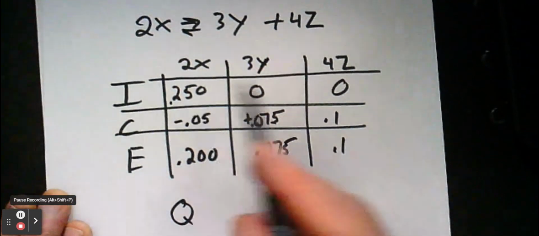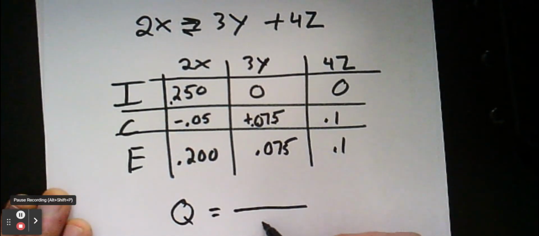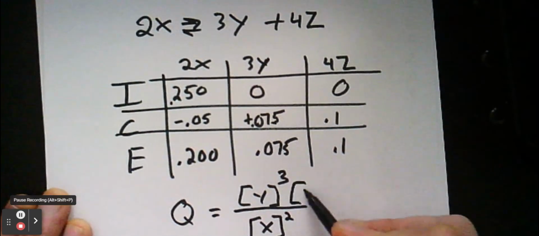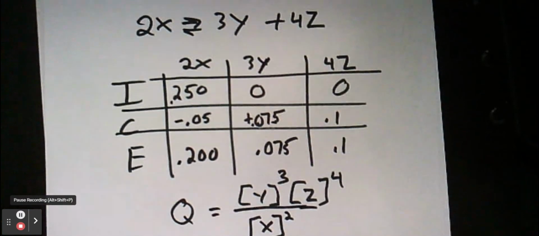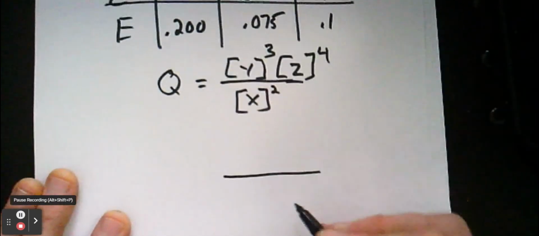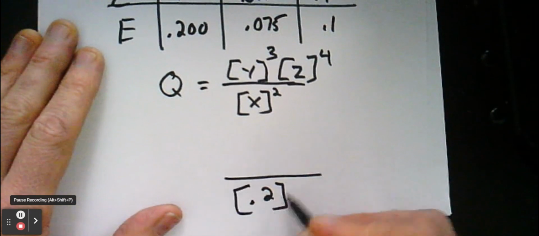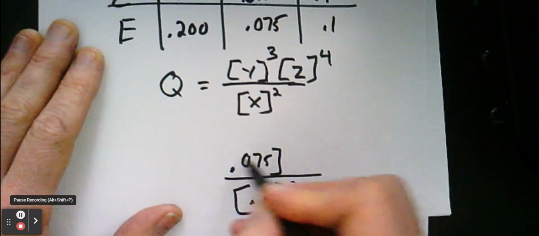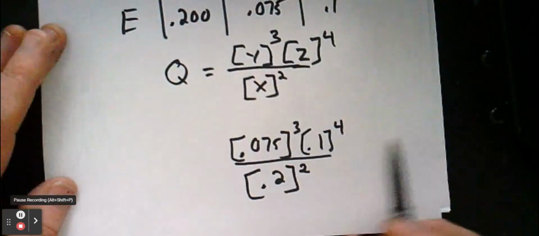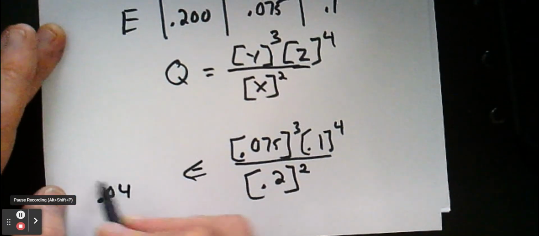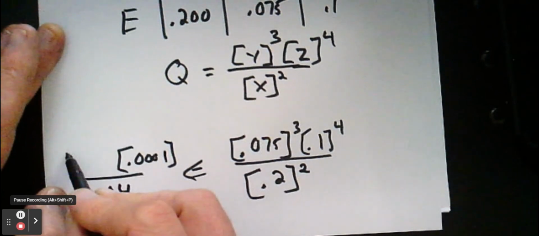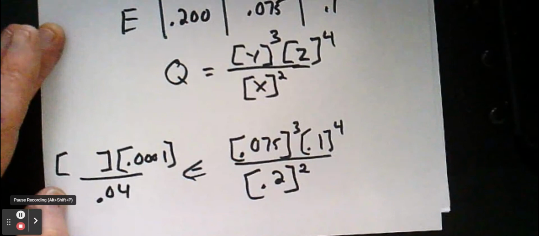Well, to know Q, I need the original reaction, or the equation, so Q is going to be X squared over Y cubed Z to the fourth. All right, so then I plug in 0.2 squared over 0.075 cubed times 0.1 raised to the fourth. All right, this is going to simplify into 0.04 over 0.0001, and 0.075 cubed, I need to use a calculator.